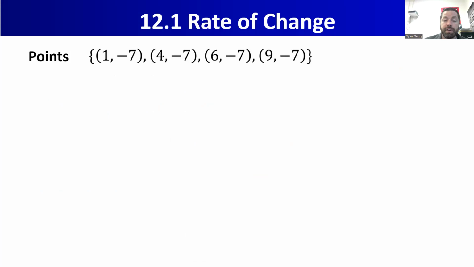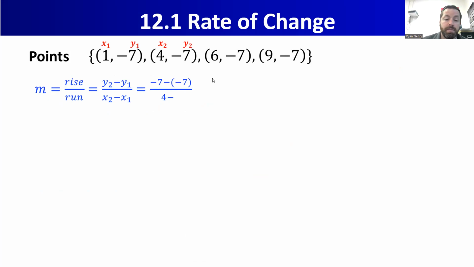You can also find rate of change from a set of points. So again, writing down our formula, y2 minus y1 over x2 minus x1, we're going to take the first 2 points. The second y value is -7. The first y value is also -7, so minus -7. Be careful with your negatives here. Then you have 4 minus 1 for your x's. -7 minus -7 is like -7 plus 7, which is 0. 4 minus 1 is 3. So it's 0 over 3, which is just 0.